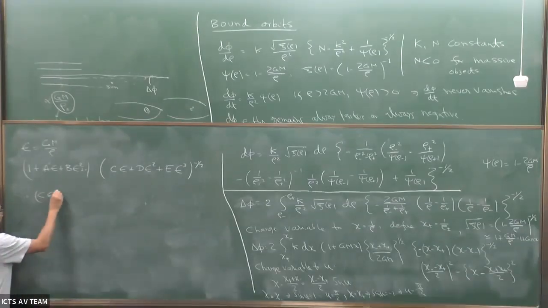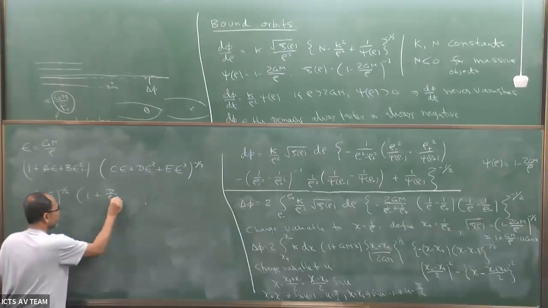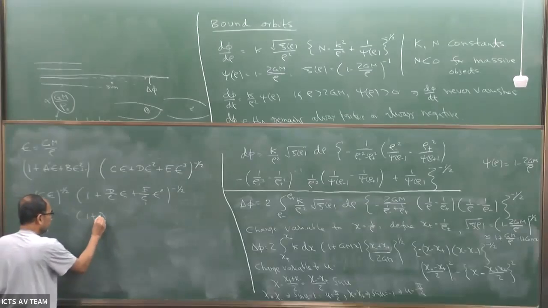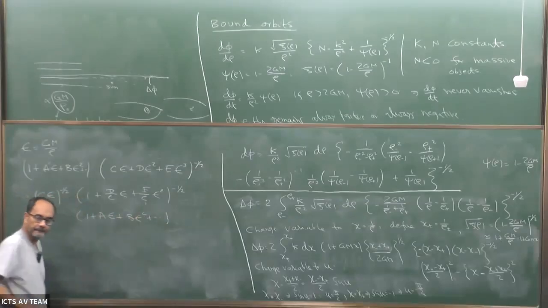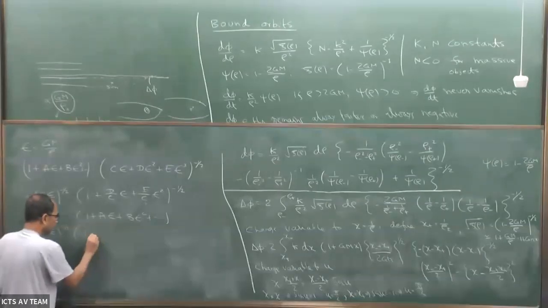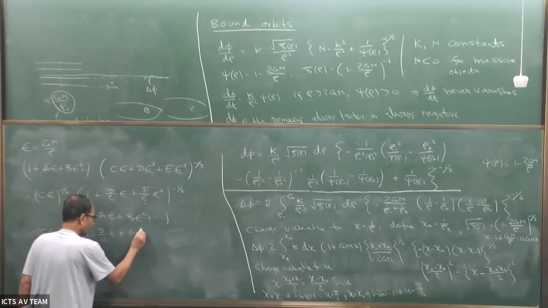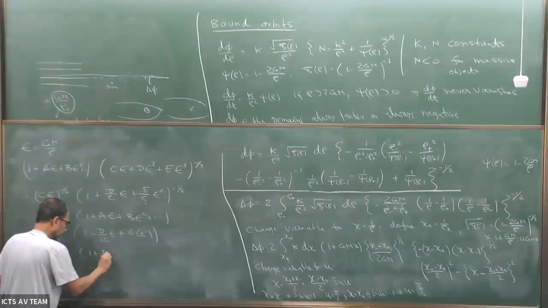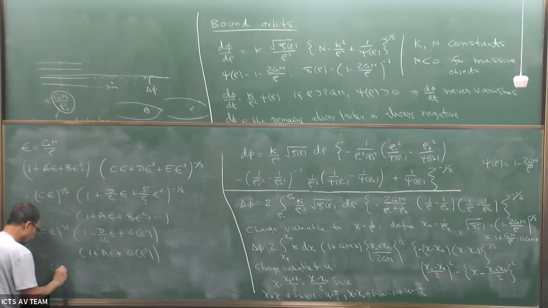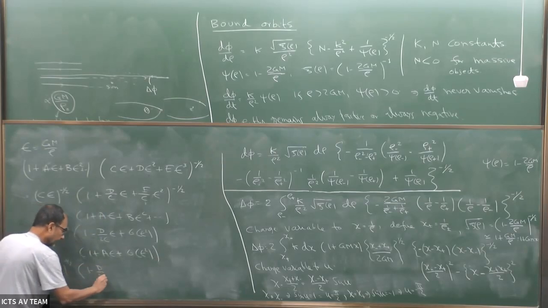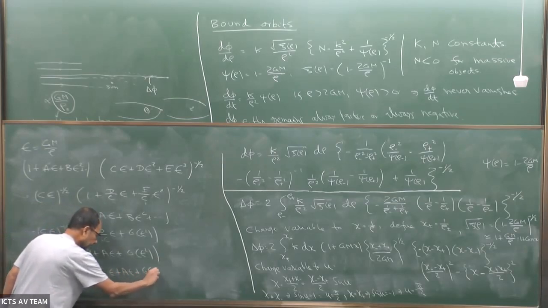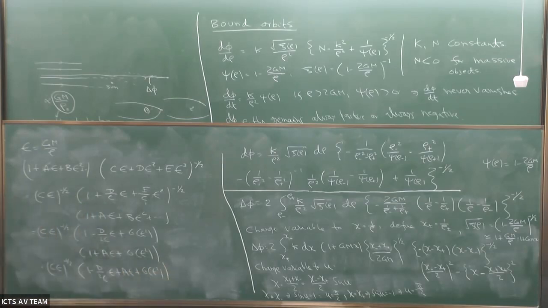So it will give you c epsilon to the minus half times 1 plus d over c epsilon plus e over c epsilon squared, to the minus half, and then 1 plus a epsilon plus b epsilon squared, etc. So this gives you c epsilon to the minus half, and then 1 minus d over 2c epsilon plus order epsilon squared, and then this gives you 1 plus a epsilon plus order epsilon squared. So when you take the product, this becomes c epsilon to the minus half times 1 minus d over 2c epsilon plus a epsilon plus order epsilon squared. Is this manipulation clear?